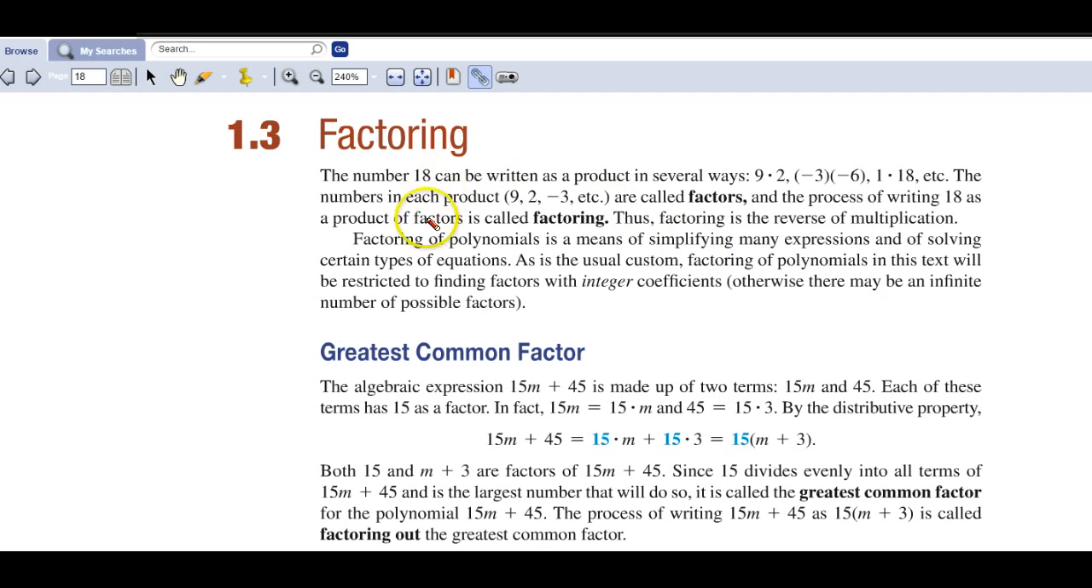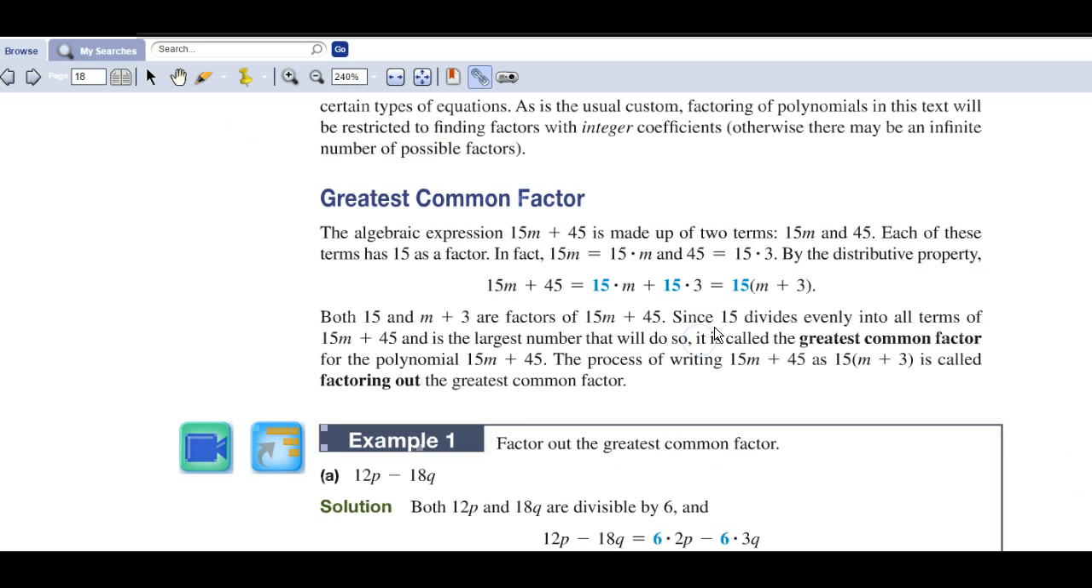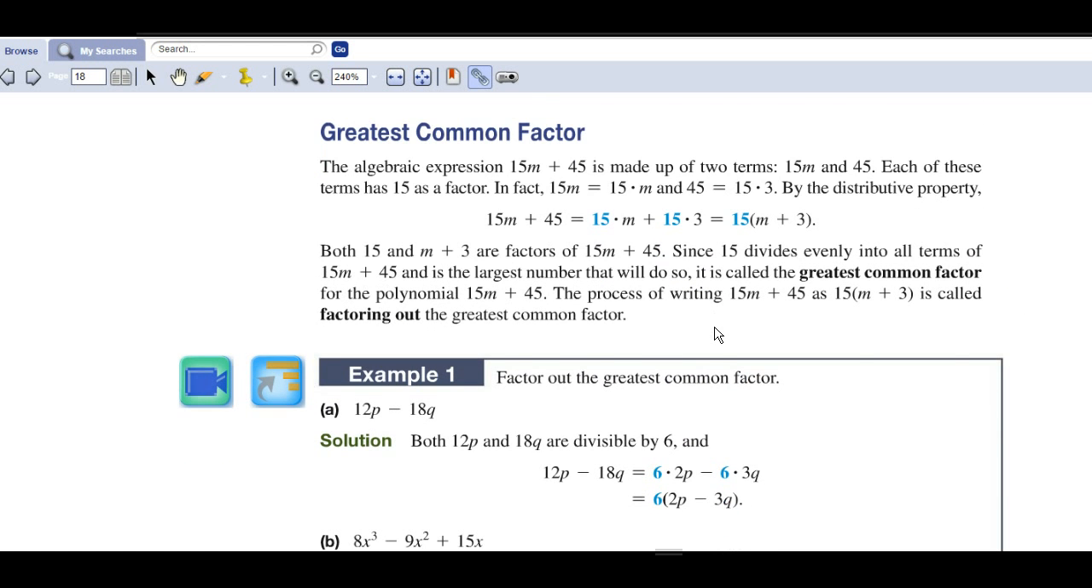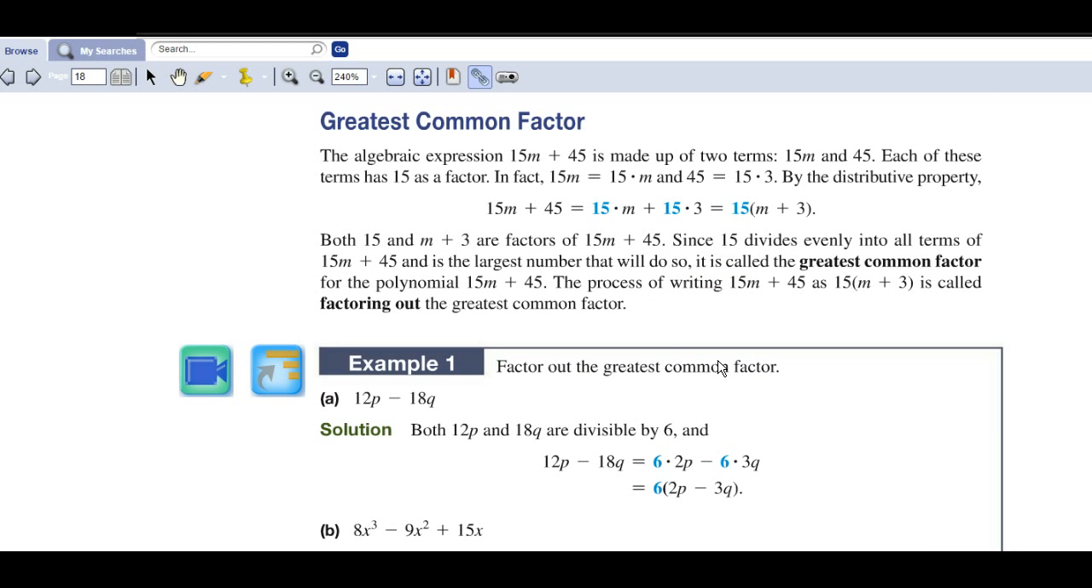Now, as we look at this next little part here, and I'll raise it up a little bit. I can see where my mouse is. There it is. We want to deal with the greatest common factor that may be in a number. So let's go right to our example here. I'll write it up here: 12p minus 18q.